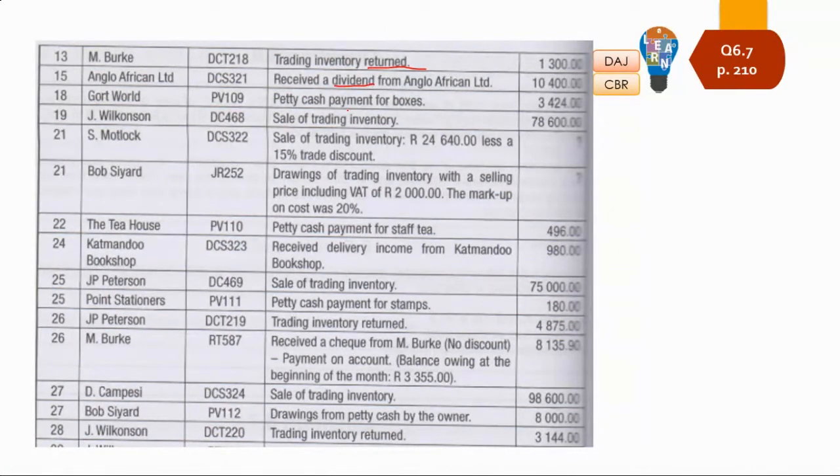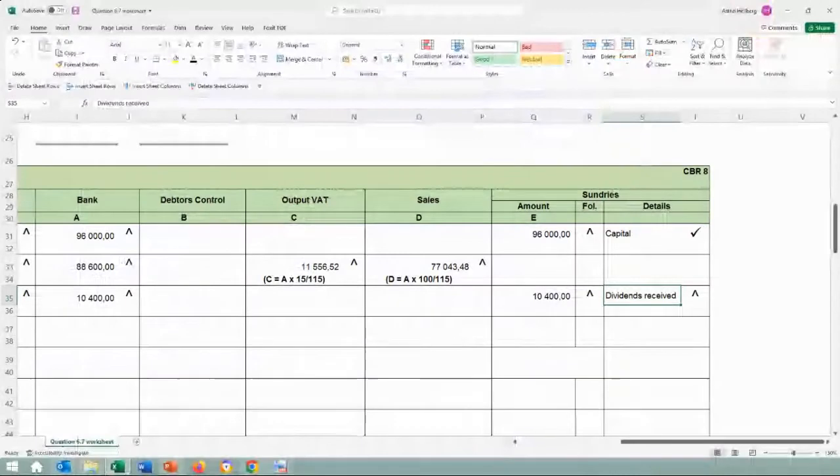Okay, so petty cash payment for boxes. So we made a petty cash payment for boxes for 3,424 Rand. Where would we capture anything that we pay out of petty cash? In which journal will we capture that information? In the petty cash journal, that's absolutely correct. So let's go see how to capture that information.